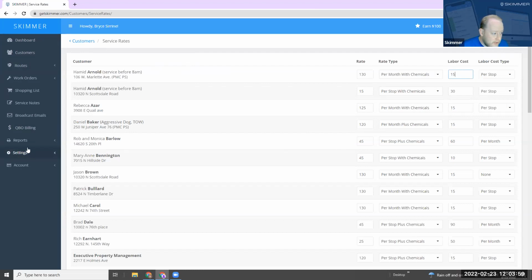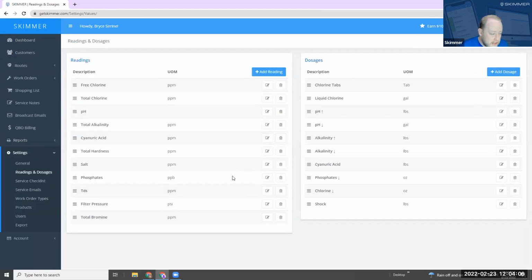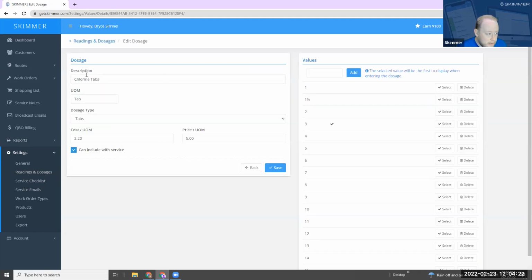Then if we jump back to the profit report real quick and click on dosages, this is also extremely important. All this information is saved, and later when we're digging into some of the other reports, you'll see why this is so important to me when it comes to forecasting and just knowing what you're going to need. If we were to pick one, we have the chlorine tablets, your UOM, or unit of measurement. In this case, we go by the tablet. You put in your cost per tablet. This is what you are paying for your tablets.